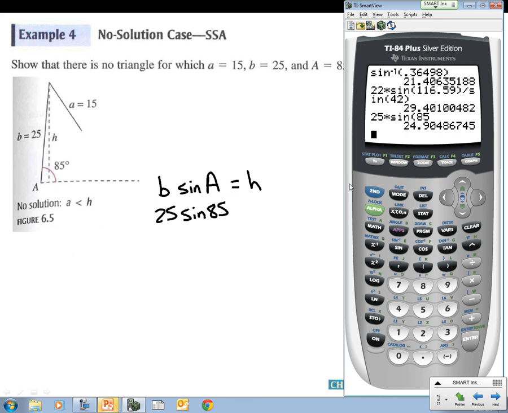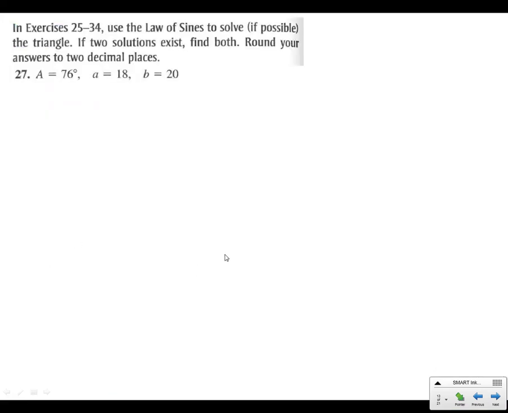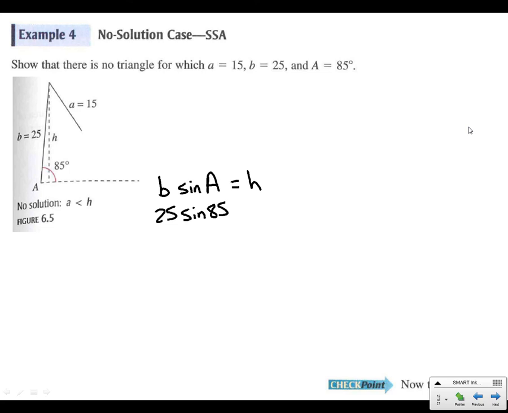Sorry, that's a height, so that's 24.9. All right, and 24.9 is bigger than our length here of 15. So if 24.9 is bigger than 15, then h is bigger than a. We're not going to have a solution. Here's the way you can figure that out without having to memorize that.